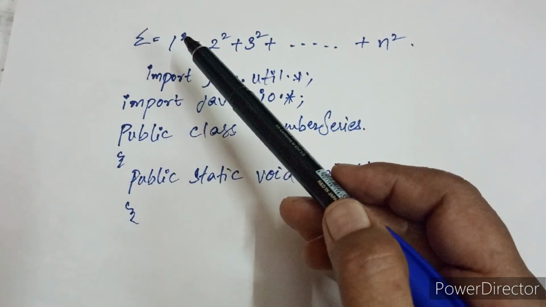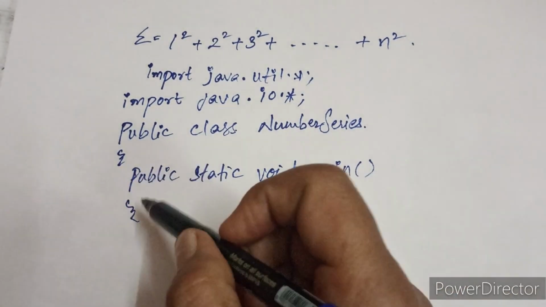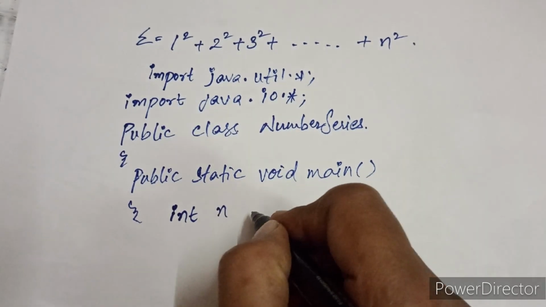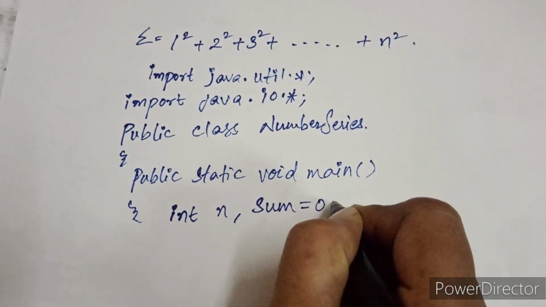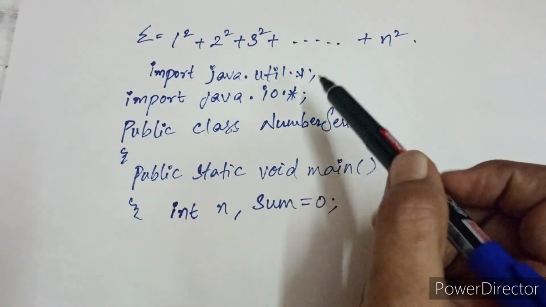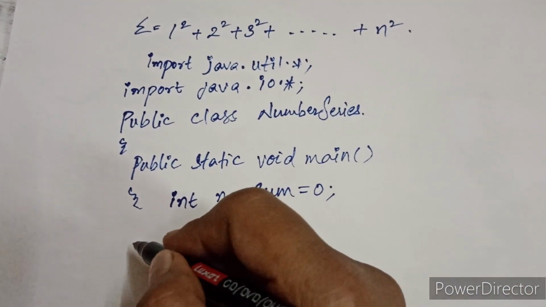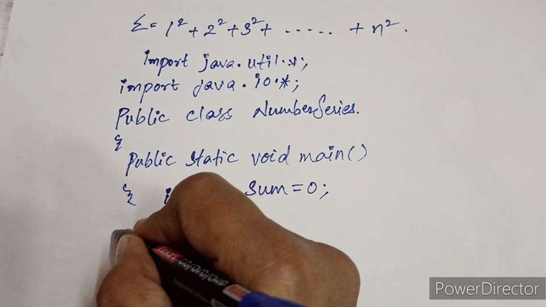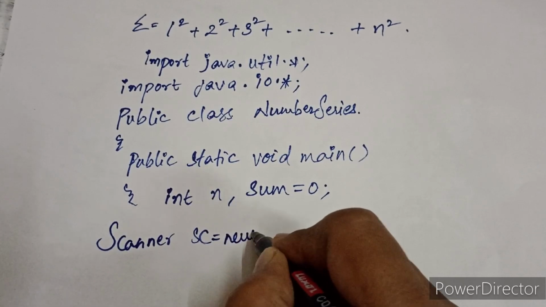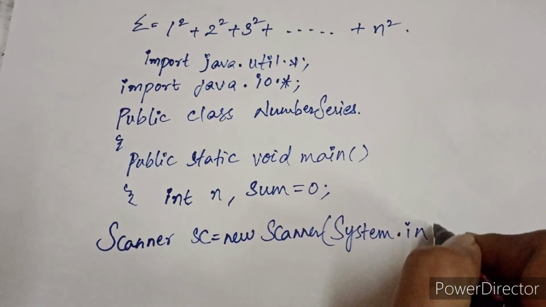Here you are adding the numbers, so you should ask the user to enter the n value. So I am declaring one variable called int n. The data type is integer, and one more variable I require, sum is equal to 0. Whatever numbers we are adding, 1 square plus 2 square plus 3 square, for storing the result I am using the sum variable. Then the first thing is we should ask the user to enter the n value. For that reason, I am using the Scanner class. Scanner sc equal to new Scanner of System.in.